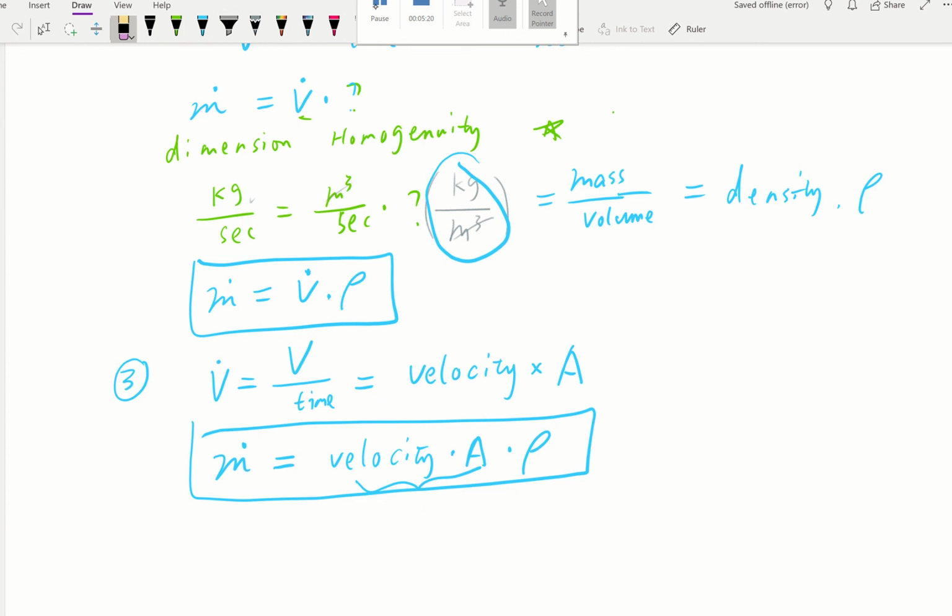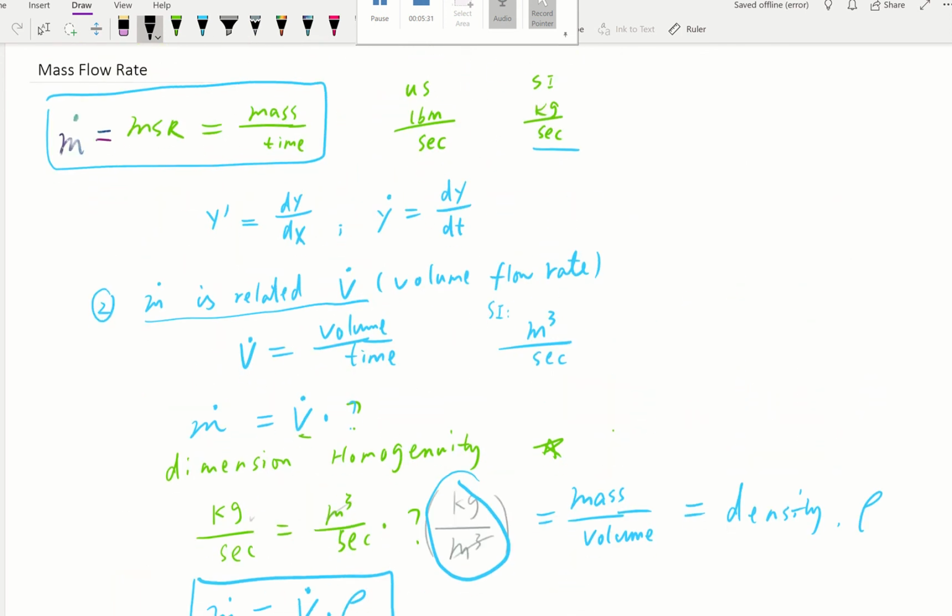I'm actually going to erase this. It's confusing. Okay, so that's mass flow rate equal to velocity times area times density. So that's the concept about mass flow rate.